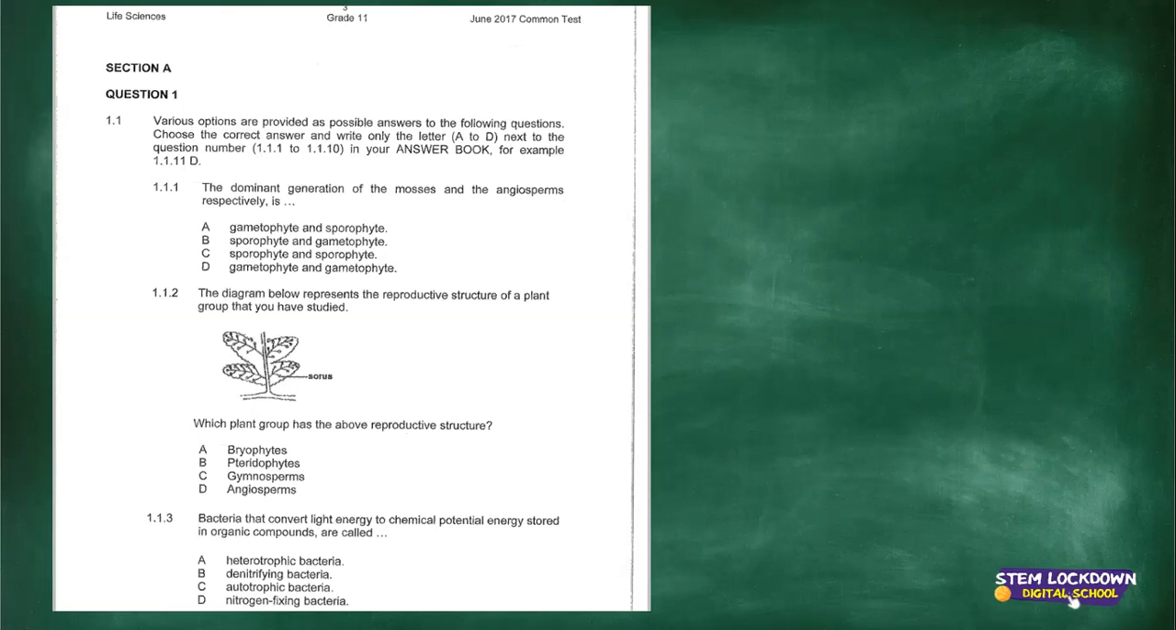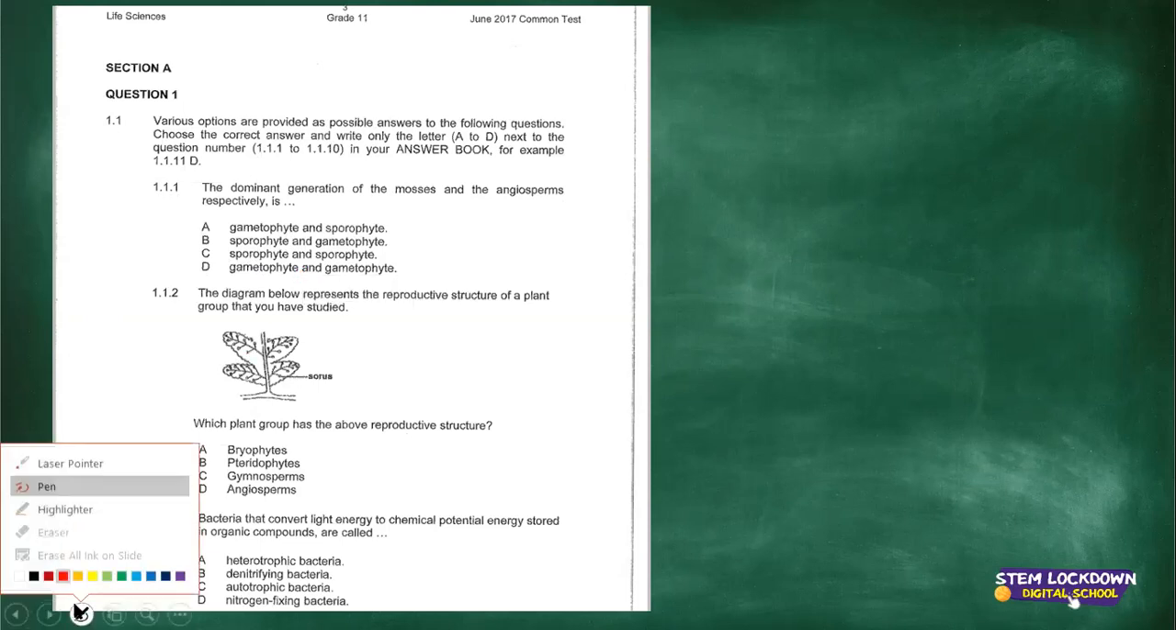1.1.11 the answer is D, that's how you'd write it like that. So you don't have to write the whole option. So let's say 1.1.1. The answer is gametophytes and gametophytes. You won't have to write that. You just have to write 1.1.1D. So this makes it easier for you as well. You don't have to waste time writing unnecessary things that are not required. If the question is clear, just write only the letter.